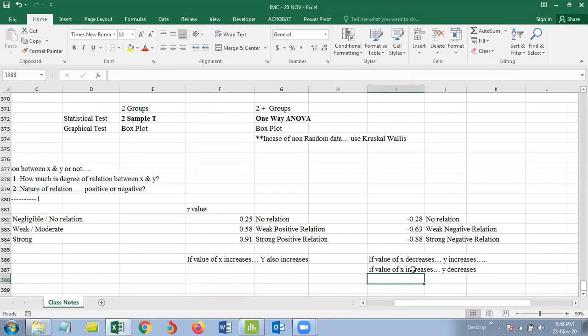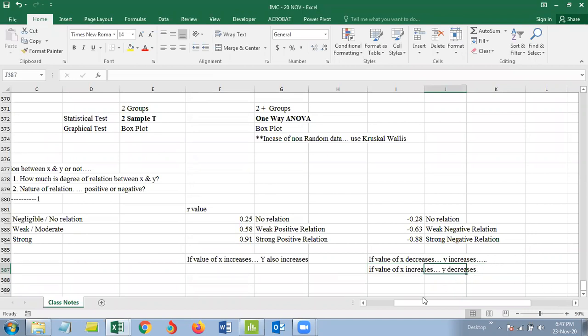For example, the relationship between the mileage of the car and the age of the car. When your car is new, that means the age is less, the mileage will be high. But as the car gets older, the age increases, and the mileage reduces. There's a negative relationship. If X increases, Y decreases significantly.